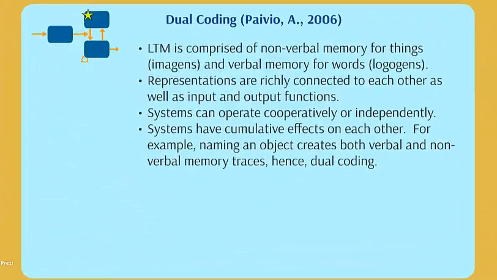The composition of long-term memory also differs from the basic model in that long-term memory is comprised of nonverbal memory for things, imagens, and verbal memory for words, logogens. Representations are richly connected to each other as well as input and output functions. Systems can operate cooperatively or independently. Systems have cumulative effects on each other. For example, naming an object creates both verbal and nonverbal memory traces, hence dual coding.